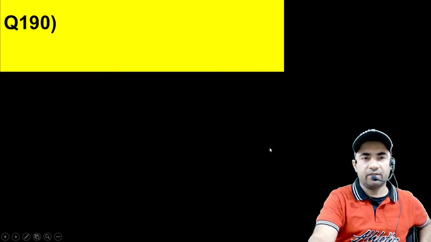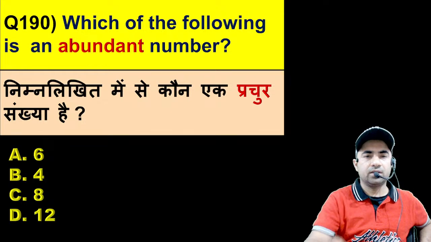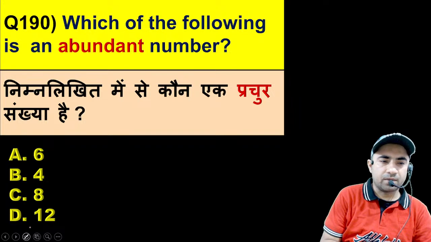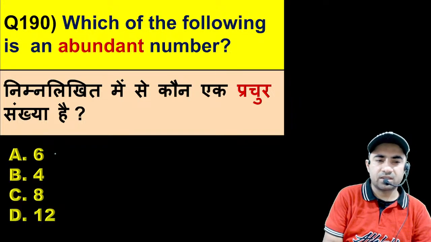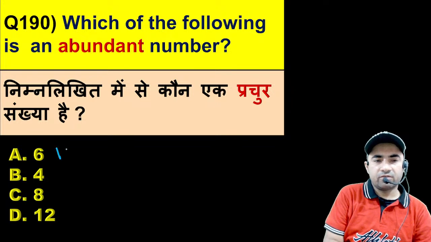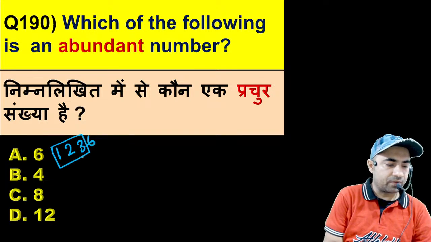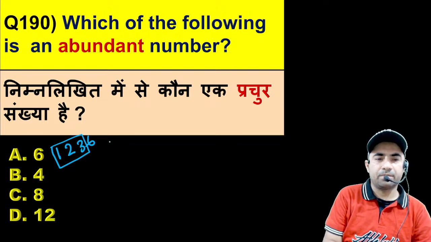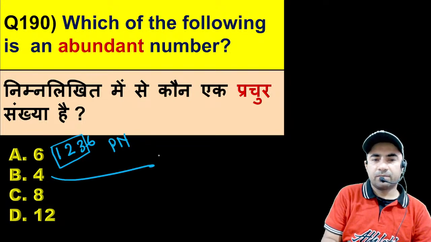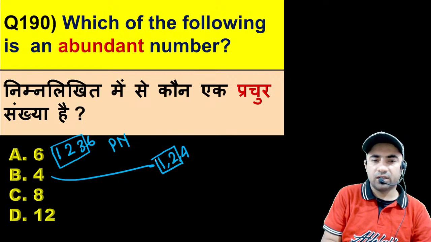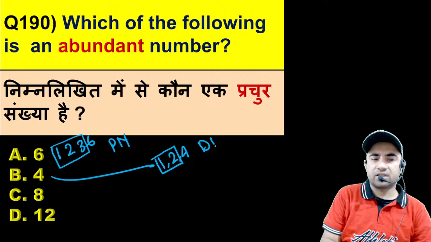Now the next question we have is question number 190. The question is: which of the following is an abundant number? We have already discussed 6. 6 is a perfect number, as 6 has 4 factors, 1, 2, 3 and 6, and its proper factors are 1, 2 and 3, and the sum of the proper factors is equal to the number itself. That's why it's a perfect number. 4 is a deficit number, it has 3 factors, 1, 2 and 4, and 1 and 2 are its proper factors. So the sum of the proper factors is only 3. That's why this is a deficit number.